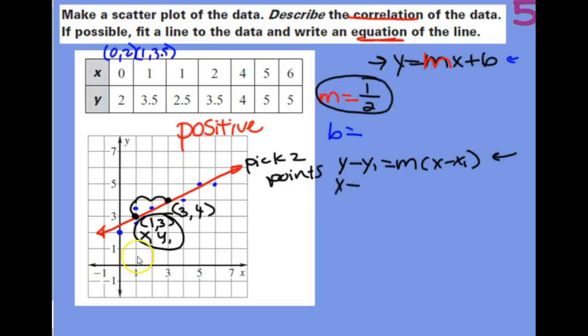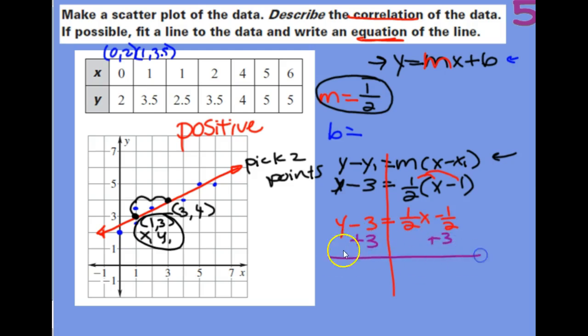So it's y minus y1, which is 3, equal to our slope, right here was 1/2, and then x minus x1, which is 1. So distributing 1/2 times x is just 1/2 x. 1/2 times negative 1 is negative 1/2. And then we want y by itself, so we need to get rid of that 3, add 3. So we have y equals 1/2 x. Now we have a positive 3 and a negative 1/2. If we have 3 and we take away only half of one number, we're left with 2 and a half.